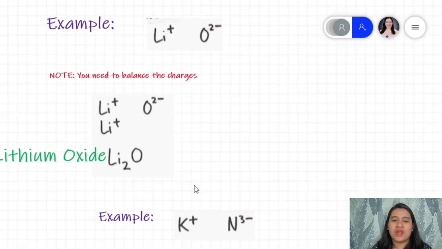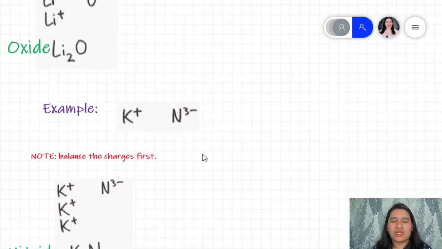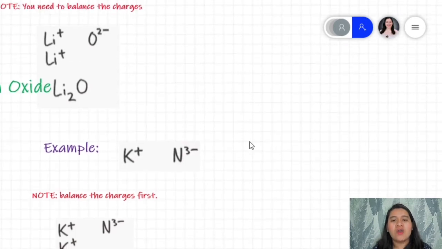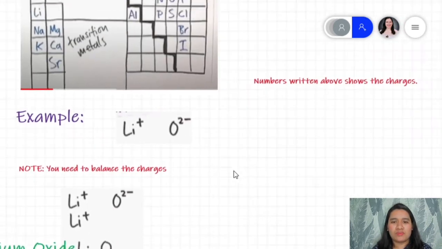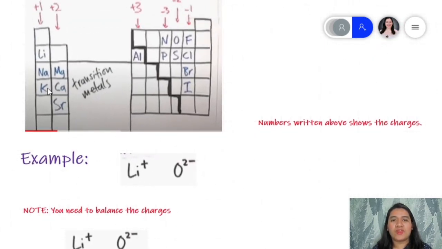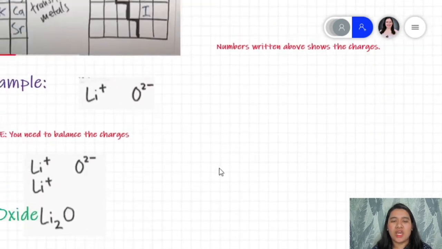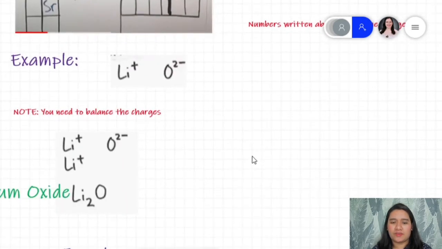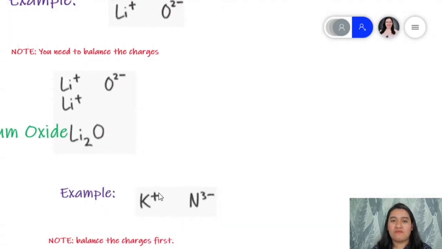Another example is potassium and nitrogen. Again, the first thing that you should do is to balance the charges. So let us get the charges of each. Potassium is a positive 1 charge. And nitrogen is a negative 3 charge. So positive 1, negative 3.